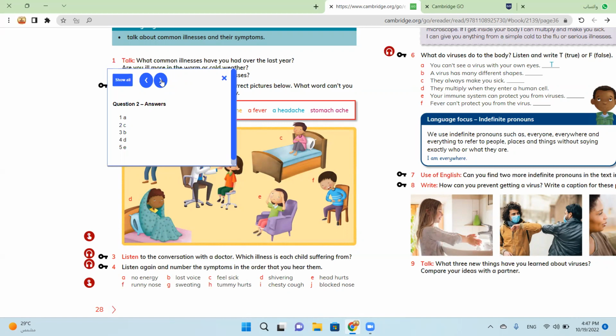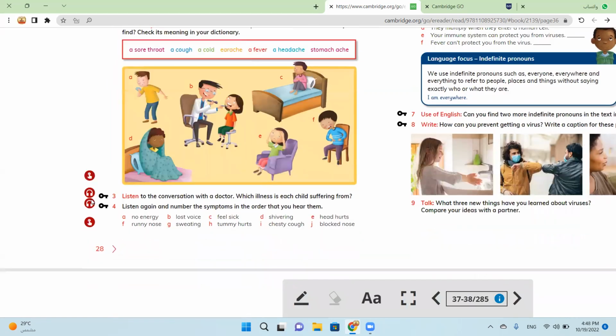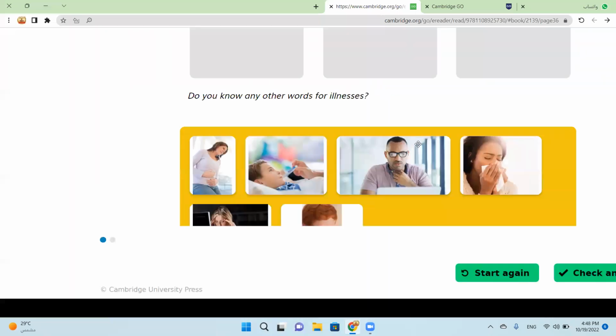So what is the final word that we cannot find in the pictures? It is the earache. So we cannot find someone suffering from an earache in the pictures. Let's move to the quiz and try to do it together.